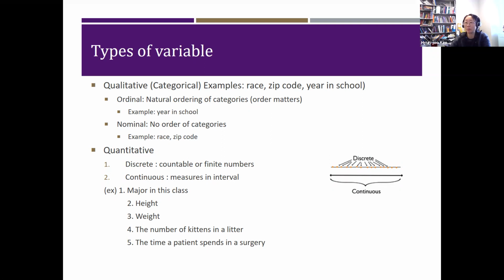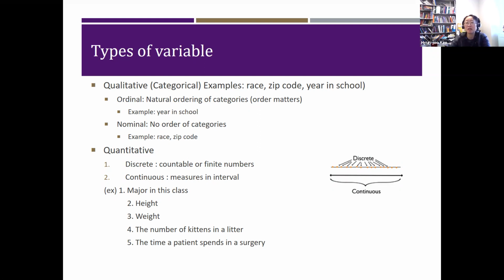Definitely it's not a number, but at the same time, you can kind of think of it as a number as well. 1, 2, 3, 4, right? 4 is larger than 1, which means seniors have actually stayed at Truman longer than freshmen. So it has a little bit of order going on. This type of variable we call an ordinal variable.